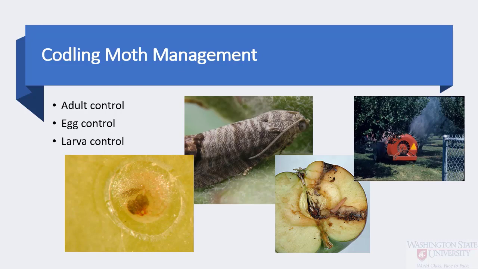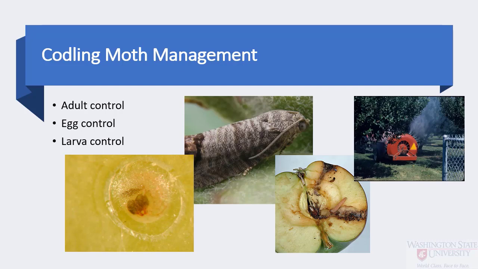We have 3 codling moth life stages that we can attack: the egg, the larva, and the adult. And unless you attack the life cycle at as many points as possible, you won't be successful, because relying on a single strategy that targets any single point in the life cycle is likely to fail.